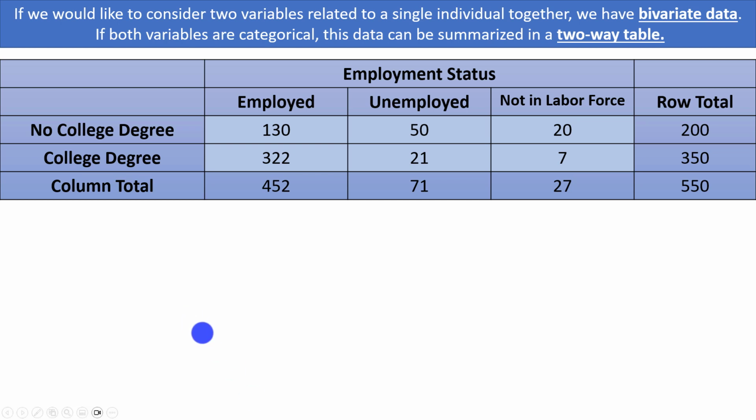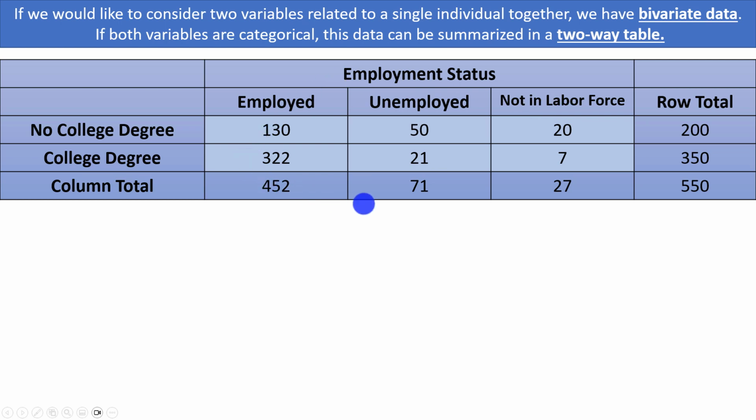The first variable is education type, which has two different levels. We have either no college degree or college degree. Our second categorical variable is employment status, which is either employed, unemployed, or not in the labor force. Both of these variables are categorical because they are not numerical. We are placing people into these different categories or groups, right? Either no college degree or college degree. Those are categories, just as are the employment status categories: employed, unemployed, or not in the labor force.